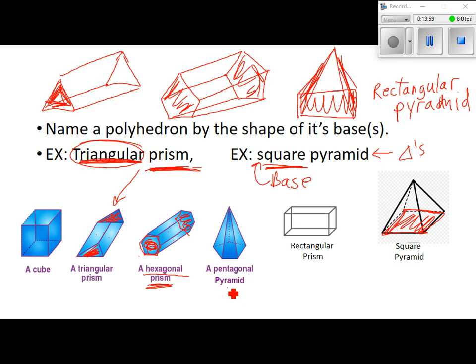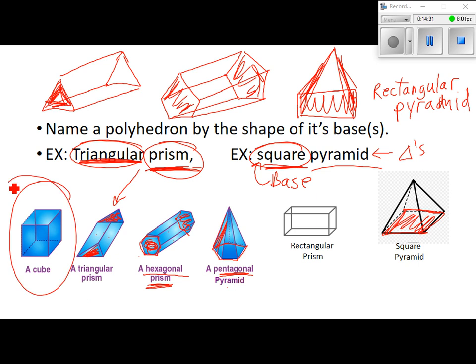If we look down here, we have a pentagonal pyramid, because the base is a pentagon. So it's a pentagonal, and then all the rest of the faces are triangles. So every time you name something, you find the base, and name it according to that base. If it's a prism, then it's whatever the base is, and prism together. If it's a pyramid, it's whatever the base is, and pyramid. The one exception to that is something like a cube, but we could call that cube a rectangular prism.